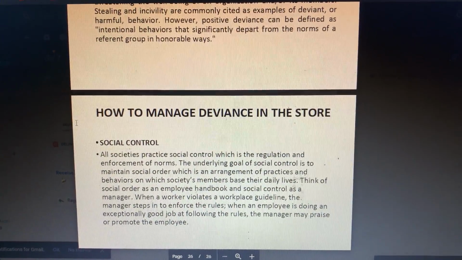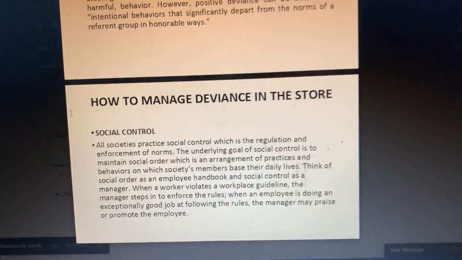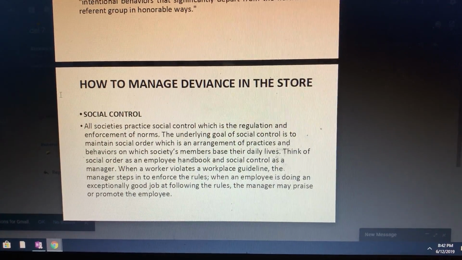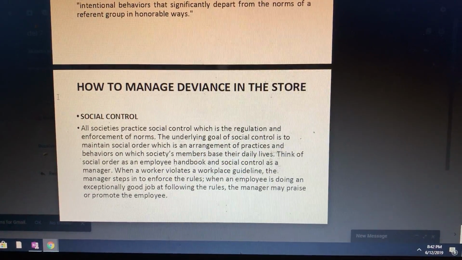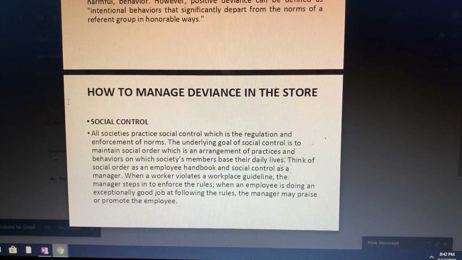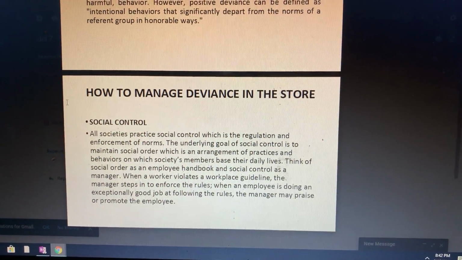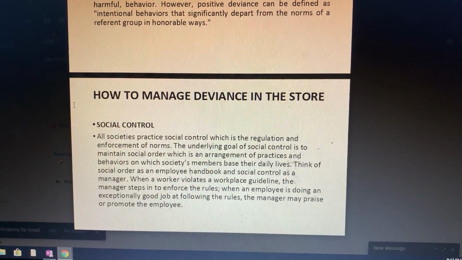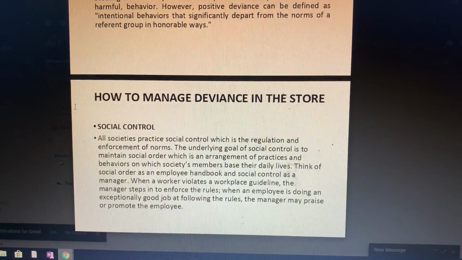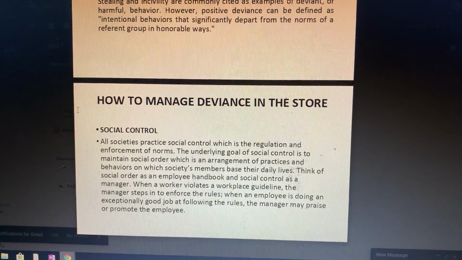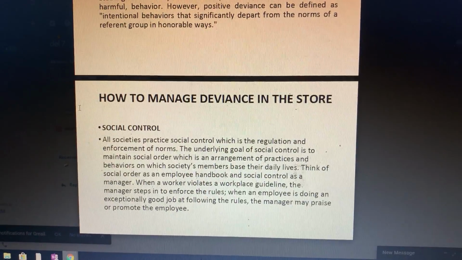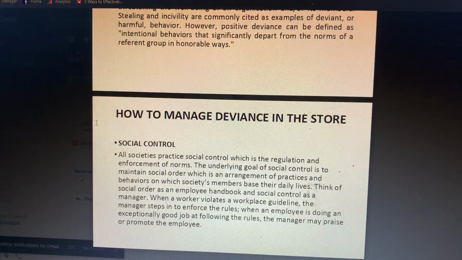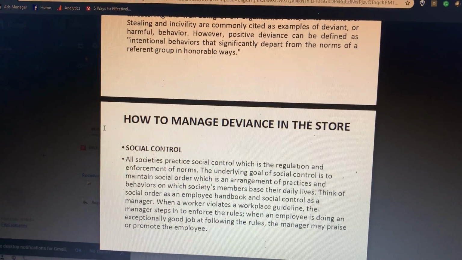So we have how to manage deviance in society: social control. We've talked about that in module 6 as well. Our society practices social control, which is the regulation and enforcement of norms. The underlying goal of social control is to maintain social order, which is an arrangement of practices and behavior on which society's members base their daily lives. Think of social order as an employee handbook and social control as a manager. So when a worker violates a workplace guideline, the manager steps in to enforce the rule, whether positively or negatively.